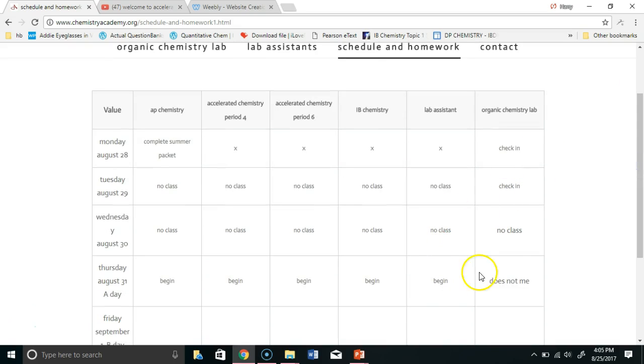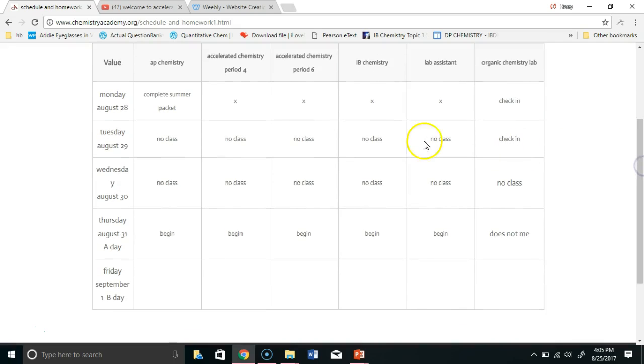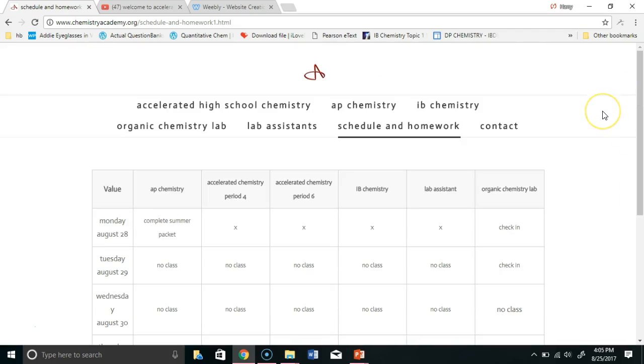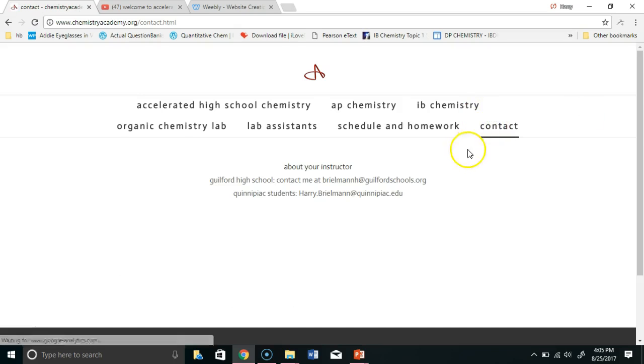This is not yet populated because classes haven't yet begun, but you should see lots of details here, including oftentimes links to actual homework assignments, the due dates, all that. So this is a good way to keep track of what homework your student has, and I know that that's probably what you're looking for. If there's something else you're looking for, please contact me.